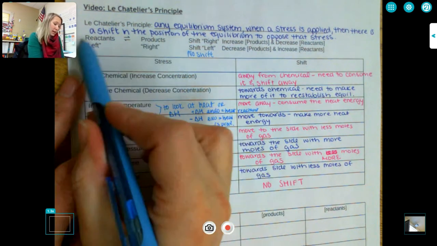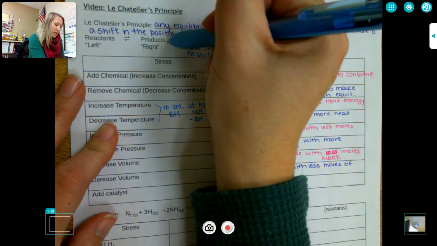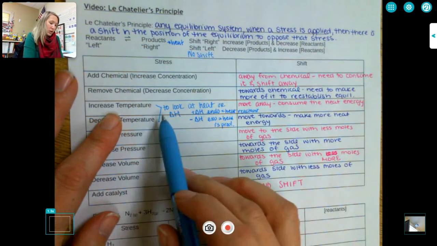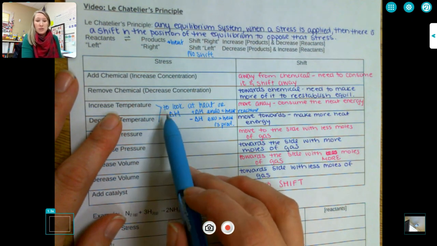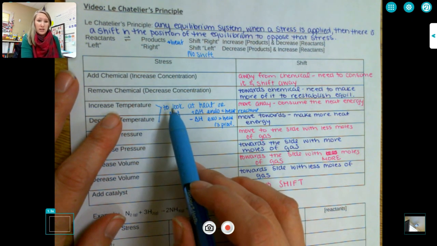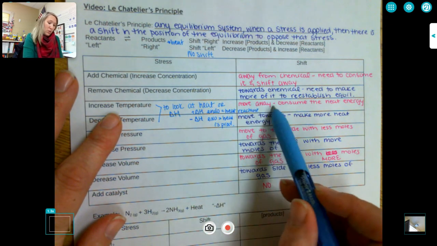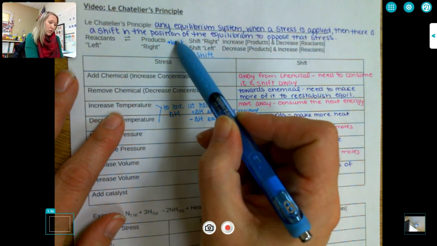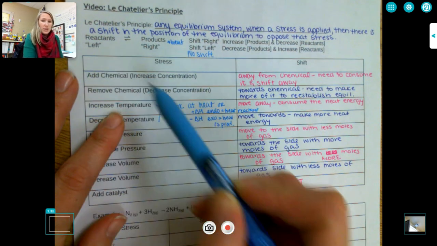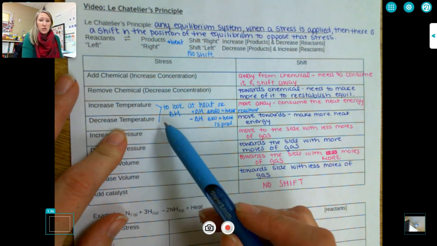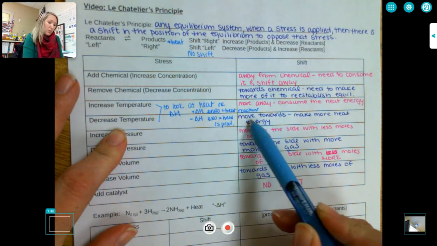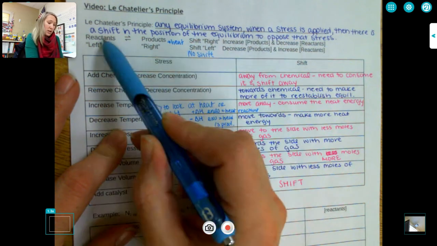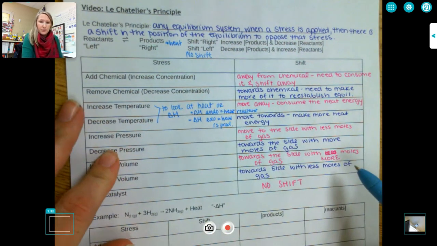So if I was looking at this reaction here, let's say it was exothermic, so plus heat. If I increase the temperature, my system's going to move similarly as if I increased a reactant or increased a product. I'm going to shift away. So if I increase my heat, my temperature, it would shift away from it. Just like with concentration, if I decrease the temperature, I'm going to move towards it. I'm going to make more heat energy. So if I decrease the temperature here, I would shift towards it.